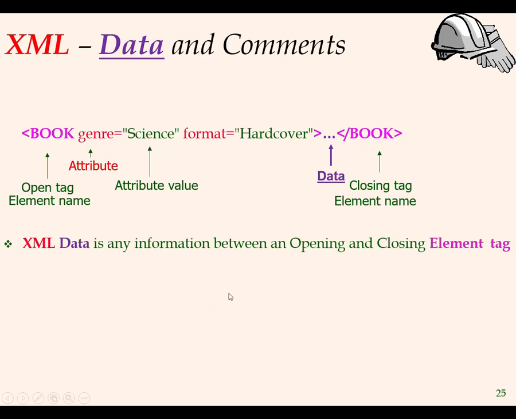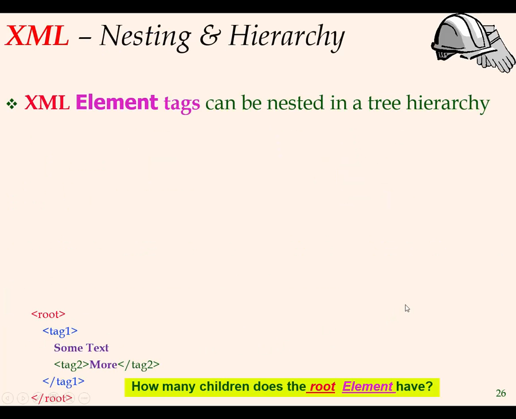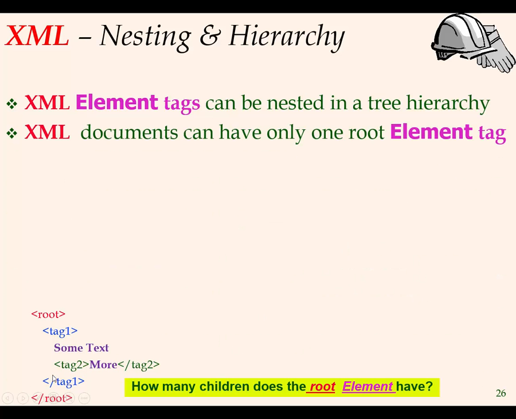XML data is anything between the opening and closing tags. You'll have a problem if you have greater than or less than signs in the data. These are examples of XML comments: less than, exclamation mark, dash, dash, and what's in between is the comment. We can nest XML documents. Again, indentation is a must. XML documents have only one root element, and this is another one.